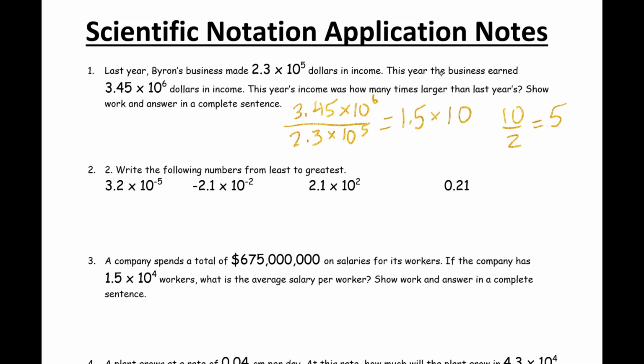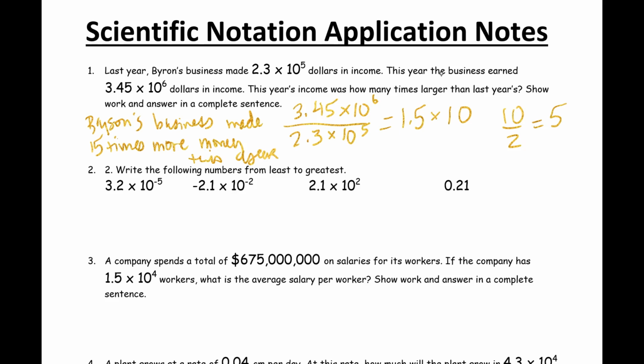Show your work. So Bryson's business made 15 times more money this year.